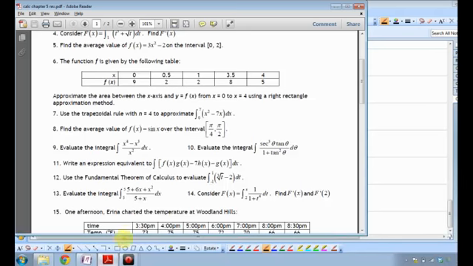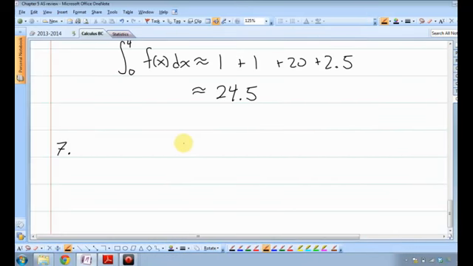Let's see. We want a trapezoidal rule with n equals 4 to get me 0 to 7. Now, I think we're going to want to use subintervals of all the same length. So delta x is going to be equal to b minus a divided by n, which is 7 over 4, which is 1.75.